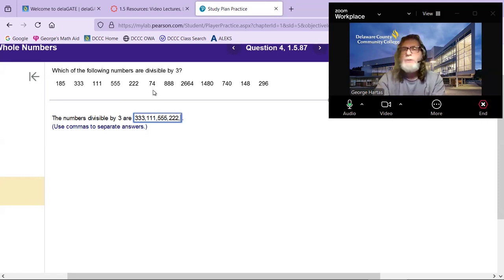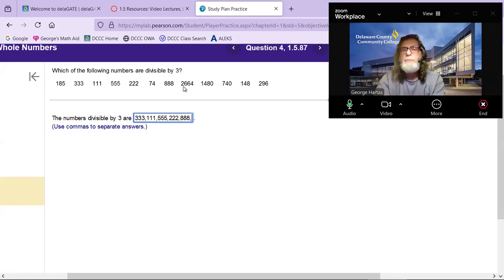Let's look at this one. 74. Well, 7 plus 4 is 11. 3 does not divide into 11. Skip. 8 plus 8 is 16. 16 plus 8 is 24. Does 3 divide into 24? It does, which means 3 divides into this thing evenly with no remainder. So 8, 8, 8 goes there.